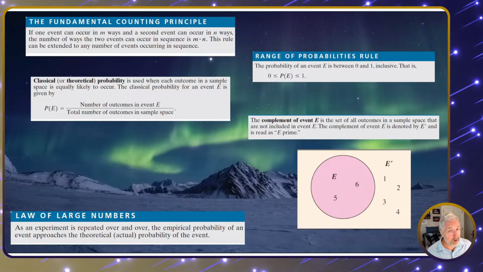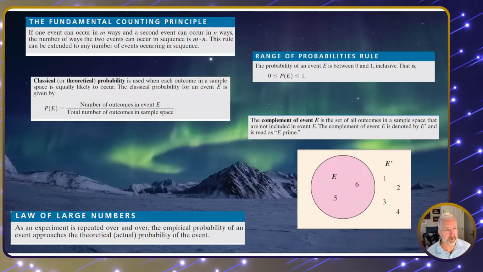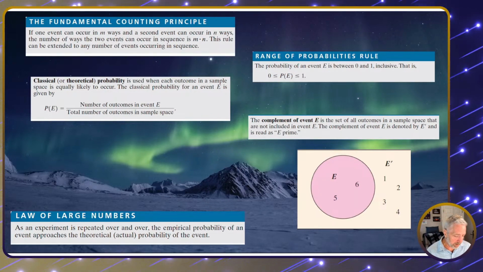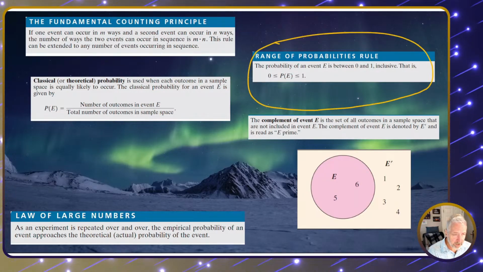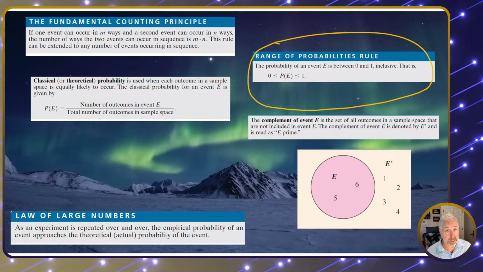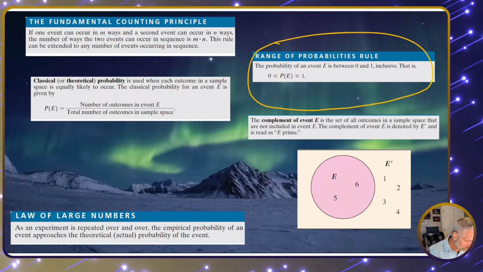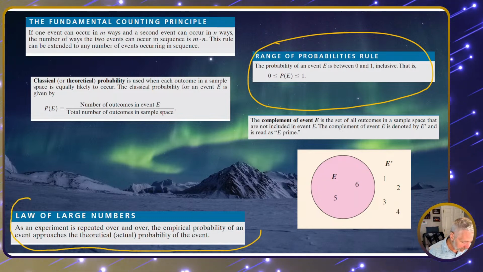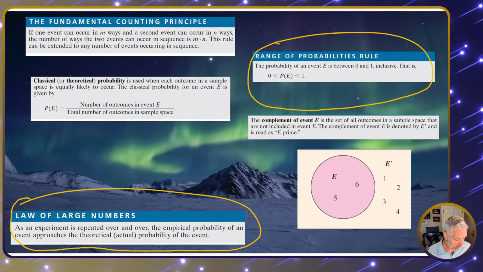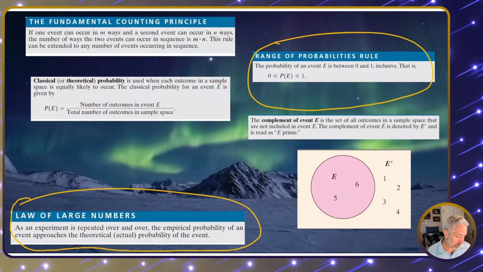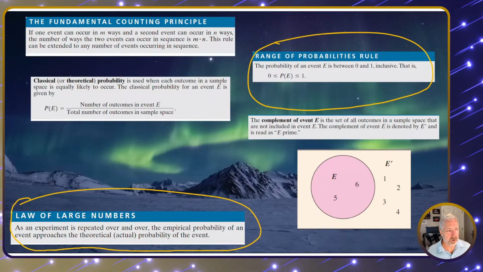Couple of refreshers, and we talked about these last night in class when I went over stuff. I did not go to the fundamental counting principle last night, but we talked about the range of probabilities rule. All probabilities are going to fall between 0 and 1 inclusive. We talked about that in detail. Talked about the law of large numbers last night and had a very good answer from a student in class. As an experiment is repeated over and over, the empirical probability of an event approaches the theoretical actual probability of that event. We talked about those two.